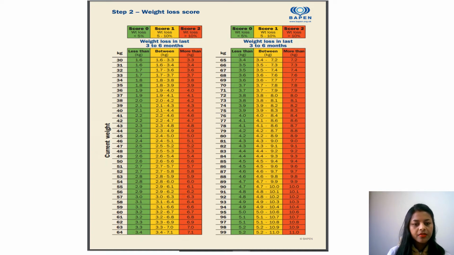So suppose the patient's current weight is 30 and the patient has lost 1.6 kg, then the patient scores 0 because the patient has lost less than 5%. If the patient has lost 1.6 to 3.3, then the patient is in score 1 and the weight loss is 5 to 10%. If the patient has lost more than 3.3 kg in the last 3 to 6 months, then the patient will come under score 2 and the patient has lost more than 10% of weight.